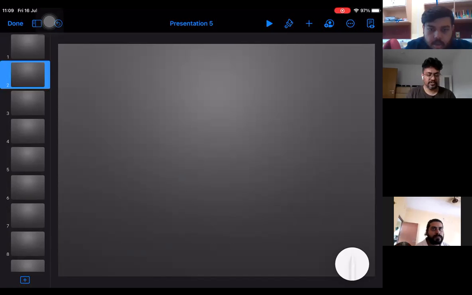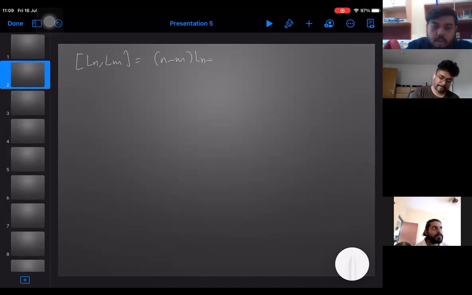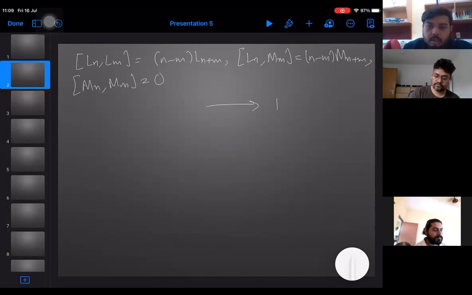Now, once you have the generators, the next step is to construct the commutation relations out of them. The commutation relations then just become this, and the M_n's commute with each other, which, as you have seen yesterday, is the BMS3 algebra.